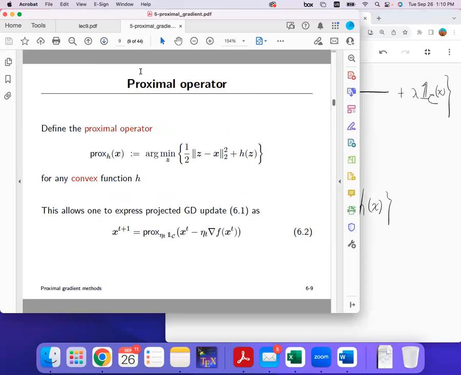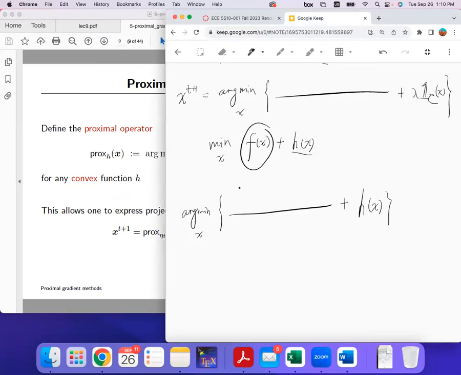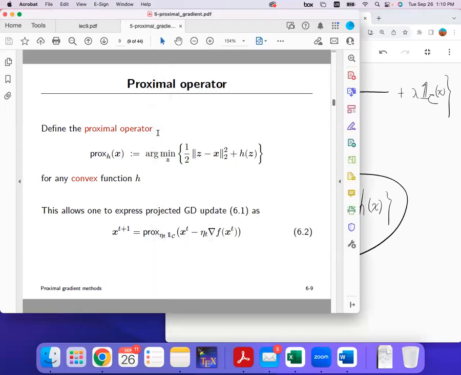And this motivates us to introduce this proximal operator. Because in this problem we are solving a minimization problem. Well, this part is quadratic plus the regularization part, right? And we can view this as an operator. So this motivates us to define this abstract proximal operator. And here's the definition.